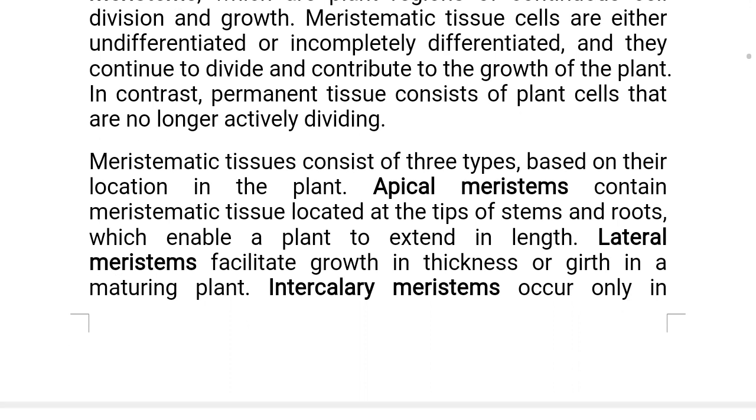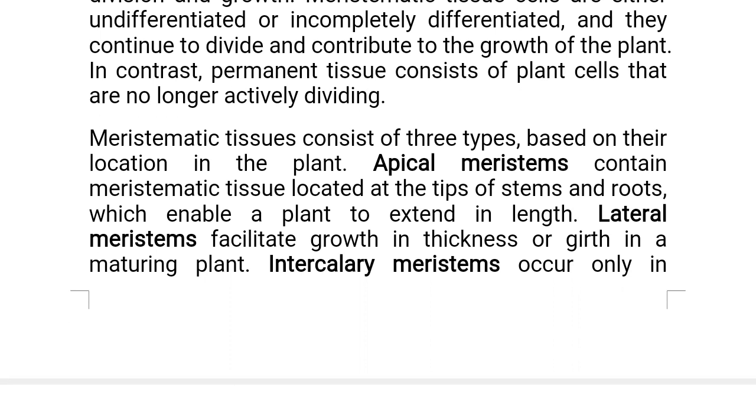So meristematic tissue cells are either undifferentiated or incompletely differentiated, and they continue to divide and continue to grow in the plants. So the meristematic tissue consists of three types based on their location. We have the apical meristem, the lateral meristem, and the intercalary meristem. So the apical meristem is the meristematic tissue that is found at the tip of the growing plant, be it the shoot or the roots.